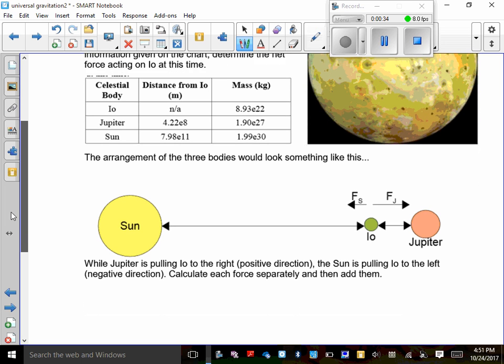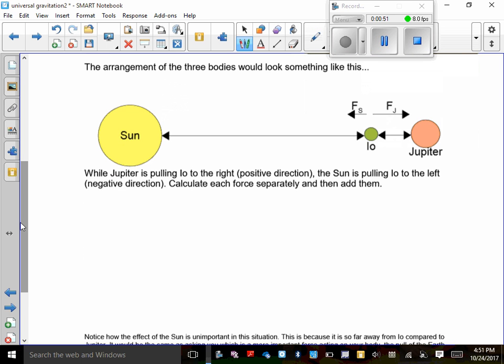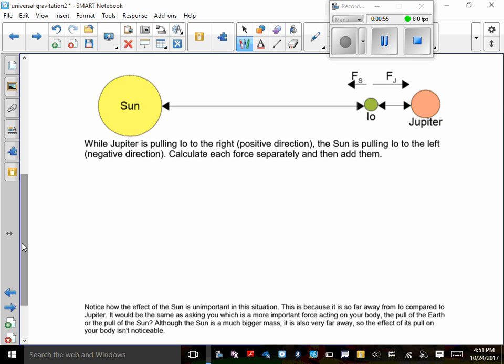Okay, the arrangement of the three bodies would look something like this. We have the Sun, we have Io, and we have Jupiter. So we're going to have the force of the Sun and the force of Jupiter on Io. So the bodies, the distance, and the mass are all right there. Calculate each force separately and then add them.